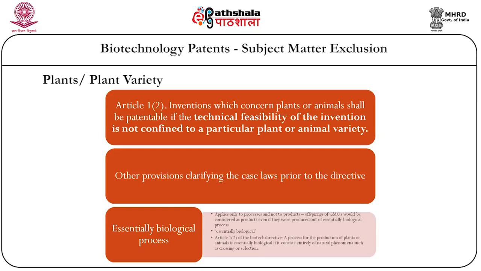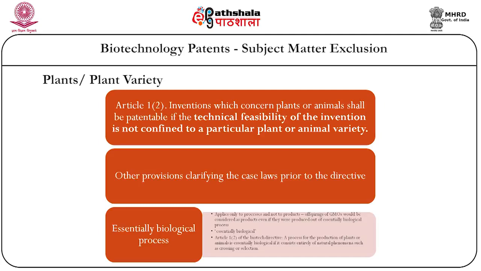It applies only to processes and not to products. That is very important because these are related to essentially biological processes. Offspring of GMOs, that is genetically modified organisms, would be considered as products even if they were produced out of an essentially biological process. It means self-replicating seeds, self-replicating plants which produce seeds. Seeds of such plants would be covered by the patent precisely because, although these are produced out of essentially biological processes, they were produced through GMOs.